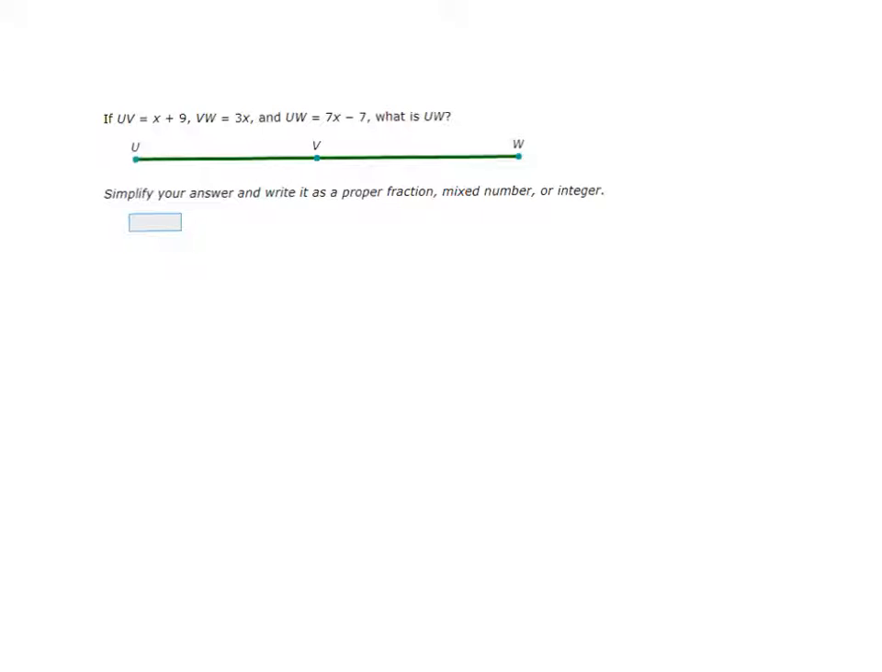Okay, another good problem here, and it actually gives us an opportunity to work with decimals, you'll see, but same setup where we're plugging in the values given in the statement here. VW is 3x, and UW here is 7x minus 7. And then we're going to set up UV plus VW equals UW. Okay, that's good. And then we have x plus 9 plus 3x is equal to 7x minus 7.